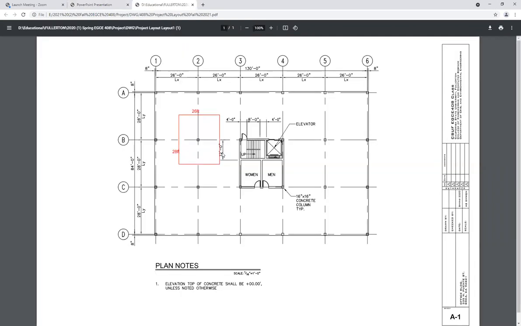There's a project layout. You have a building. Columns and grid lines. How big is the column size? Is it written here somewhere? 16 by 16, right? The grid spacing in this direction is 26 feet, and here it's giving 28 feet. It's giving the grid spacing, right? Okay, good.